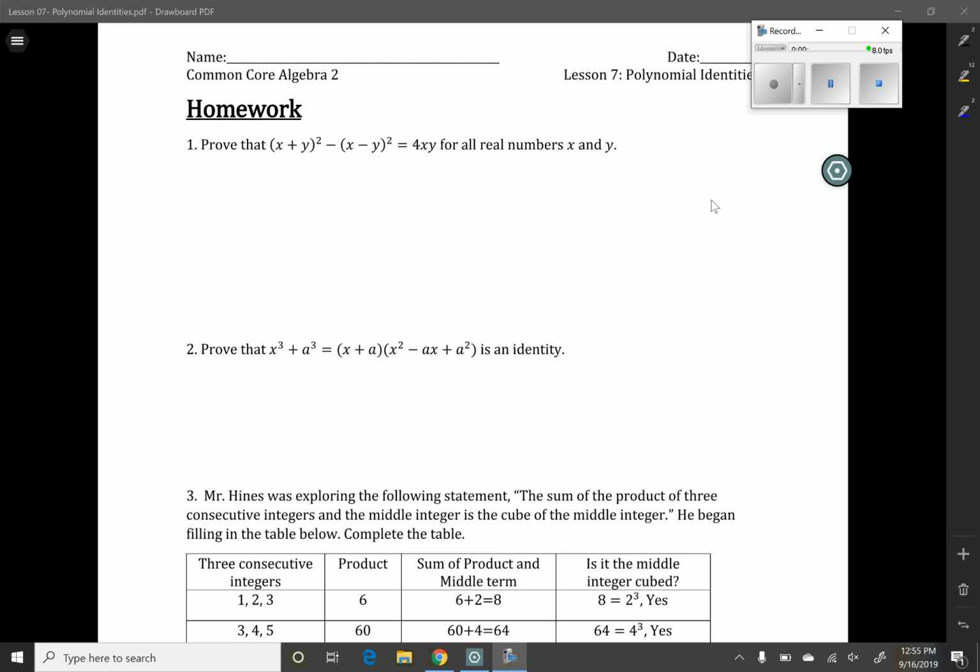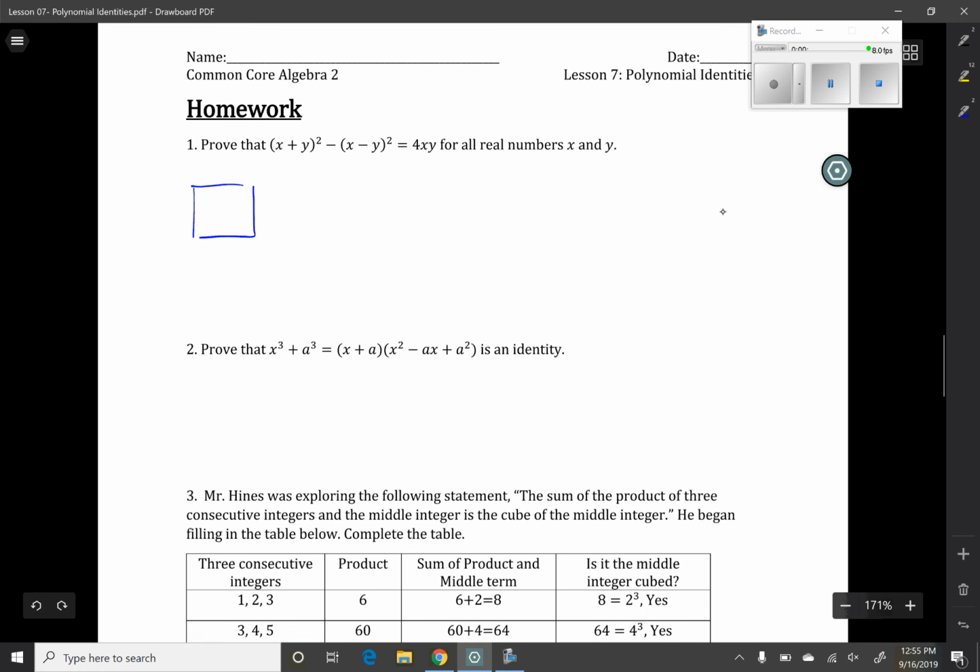So the first thing we have to be able to do here is understand what is an identity. An identity is us trying to show that both sides of the equation are the exact same. So if we were to look at this first example, there's really nothing I can do on the right-hand side, so I'm going to really have to do my algebra on the left.